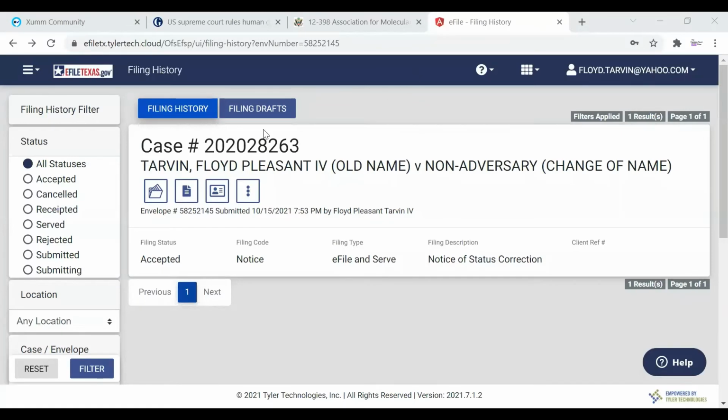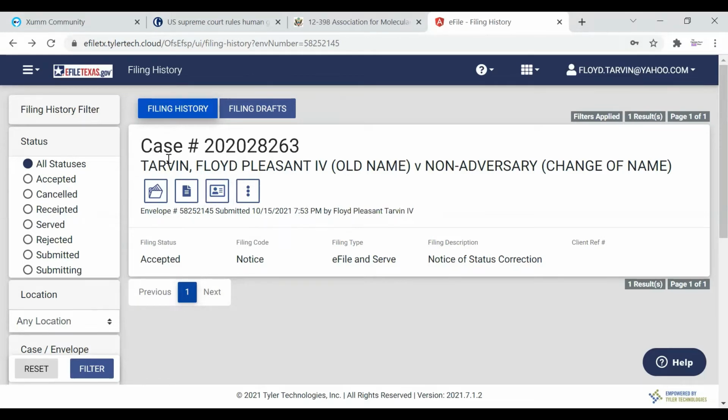All right. This is efiletexas.gov. Yep. And it's one of multiple websites that are used in Texas to electronically file instruments or to create a case or into an existing case. So obviously, this is my case. Yep. There's my old name. There's my new name.